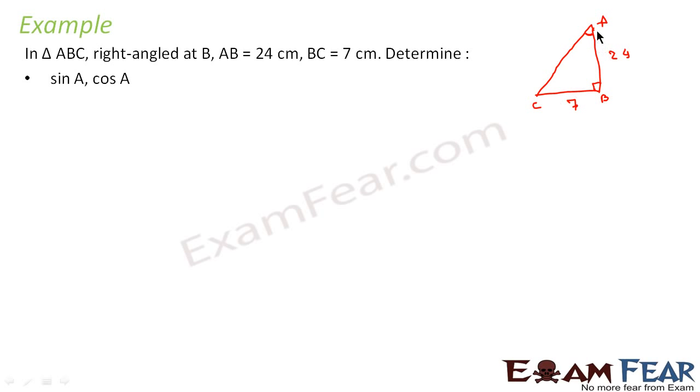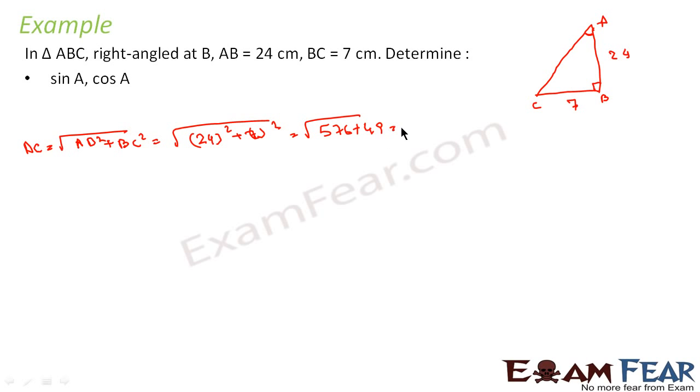Since this is a right triangle, we can apply the Pythagoras theorem. We can find AC. AC is nothing but root of AB square plus BC square, and this comes out to be root of 24 square plus 7 square. 24 square is 576, 7 square is 49, and this becomes root of 625, and that is 25. So this is 25.